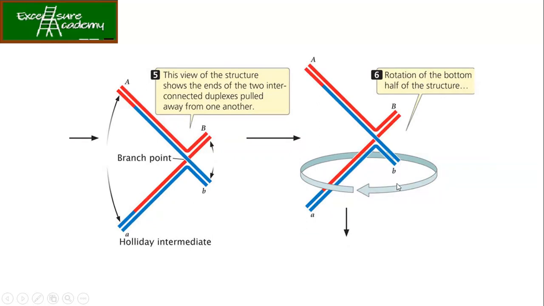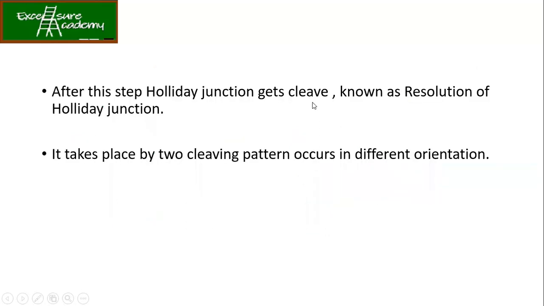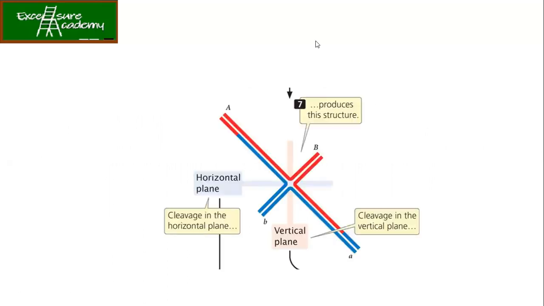Now we have got two options. What are those two options? After this step, the Holliday junction gets cleaved, and this step is known as resolution of the Holliday junction. That means I now have to solve this. We can't have two sister chromatids stuck together like this, right? We want to release them. So there are two methods by which it can be done. Either you can have a cut in this direction, this is your first side, or you can have a cut in this direction.